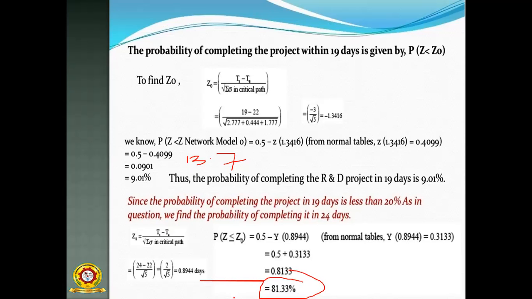So this is the answer. Before undertaking a project, you have to find out the probability of completing it within the time or not. Then you find out the probability and take the decision whether to undertake that project or not. So this is the use of PERT and CPM.